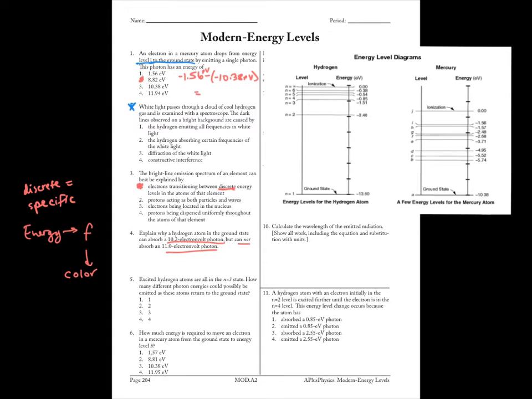Number 5, excited hydrogen atoms are all in the n equals 3 state. How many different photon energies could possibly be emitted as these atoms return to ground state? So on the way down from n equals 3, it can fall down to n equals 2. That's one energy it could give off. But also it gives off another energy going from 3 to 1. So it can emit two different types, going from 3 to 2, but also 3 to 1.